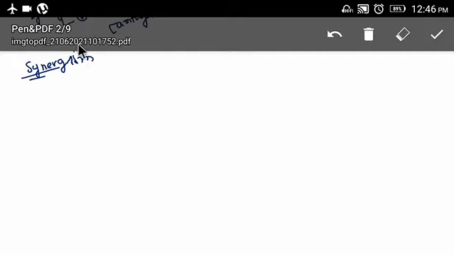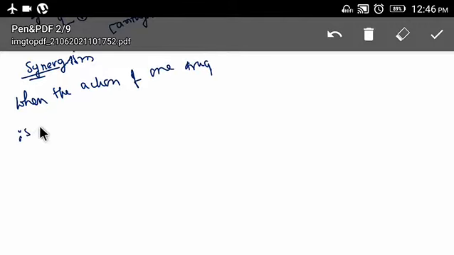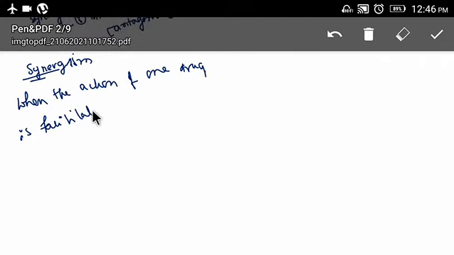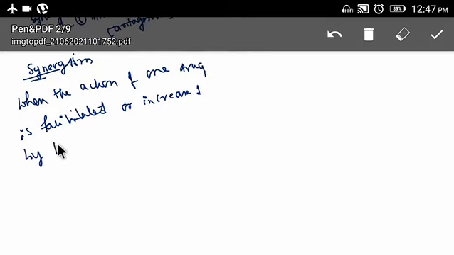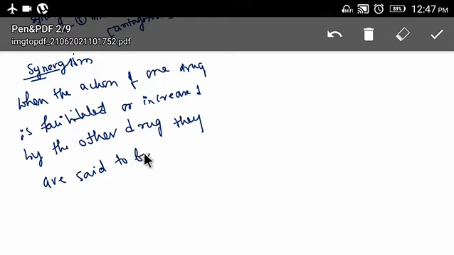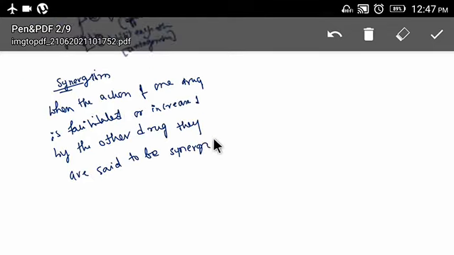So let's put this into definition form. When the action of one drug is facilitated or increased by the other drug, then they are said to be synergic. This is what is called synergism.